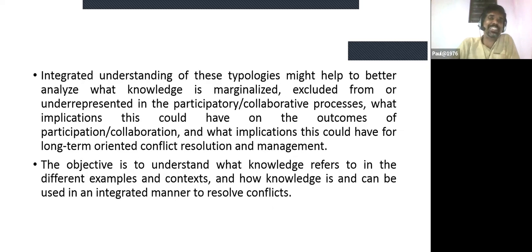So, an integrated understanding of these typologies might help to better analyze what knowledge is marginalized, excluded from, or underrepresented in participatory collaborative processes. What implication this could have on the outcomes of participation and collaboration, and what implication this could have for long-term oriented conflict resolution and management. So the objective is to understand what knowledge refers to in the different examples and contexts, and how knowledge is and can be used in an integrated manner to resolve the conflict.